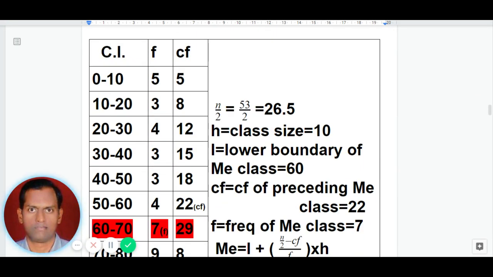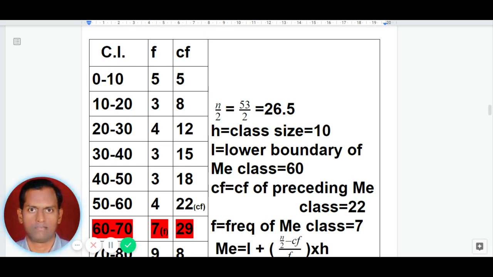Because n by 2 is 26.5, in cumulative frequency, we have to find the immediate class which is bigger than 26.5, that is 29. Once again, class interval and frequencies are given. Now we have to find cumulative frequency. Without finding cumulative frequency, we cannot find median.